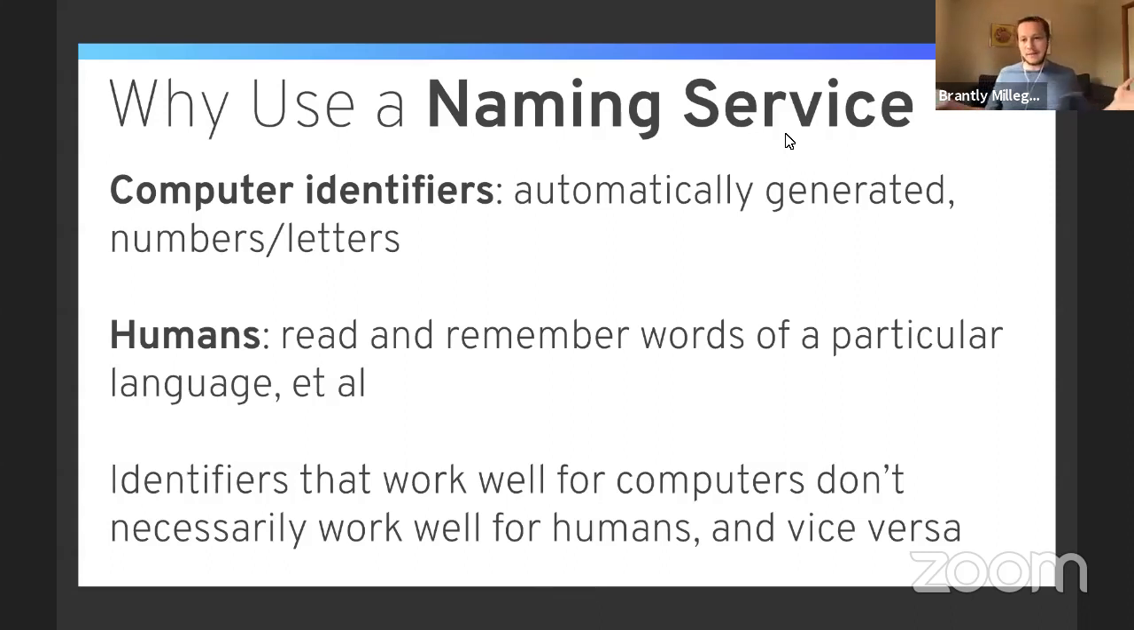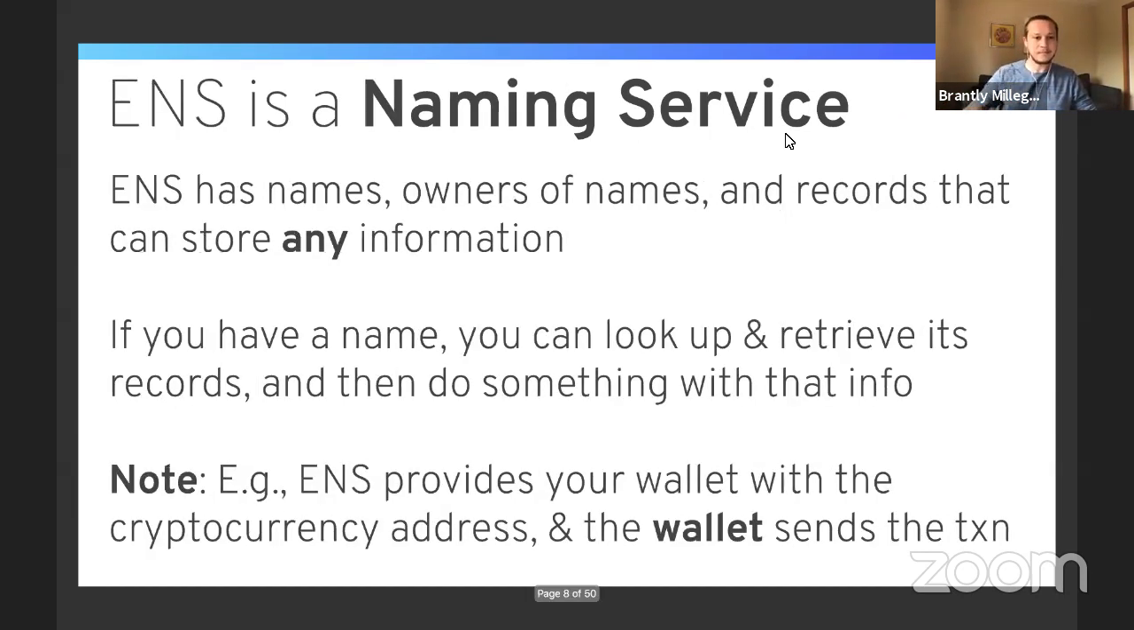So why do we have naming services? Because computer identifiers are generally automatically generated. There are numbers and letters. They work great for software, but they're bad for humans. Humans, of course, want words in a socially contextual language. Computers are bad with that. So a naming service connects these two things. So ENS, of course, has names, owners of names, and records that can store any information. If you have a name, you can look up and retrieve its records and then do something with that info.